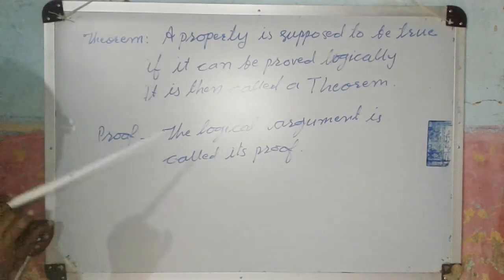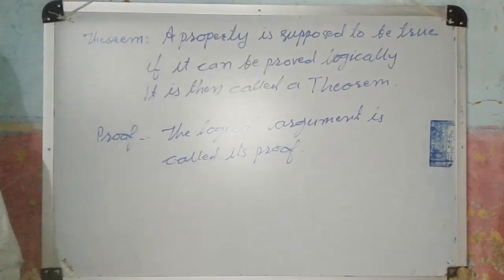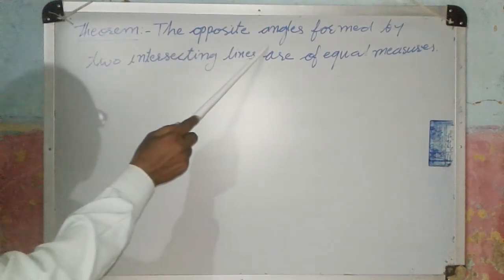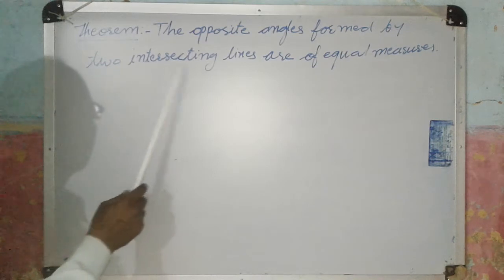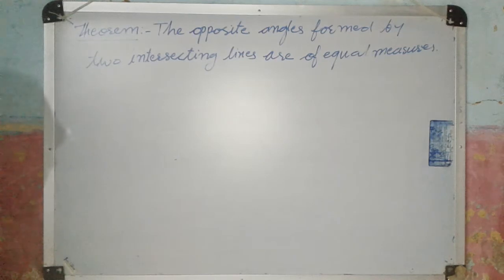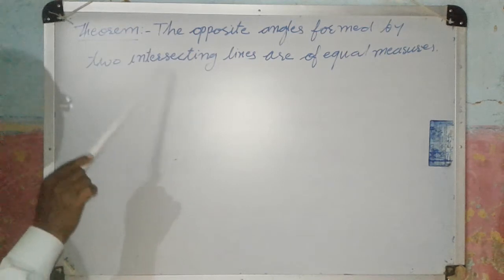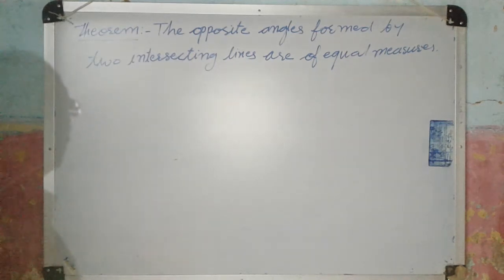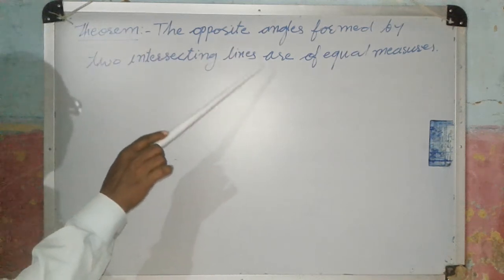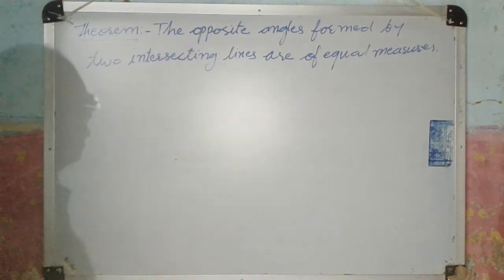Now we will prove one theorem. This is the theorem: the opposite angles formed by two intersecting lines are of equal measure. Already we have studied this property in previous classes. All of you know this property. Now we will prove this property as a theorem.